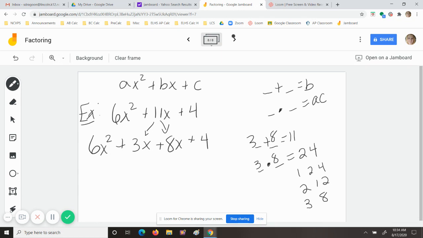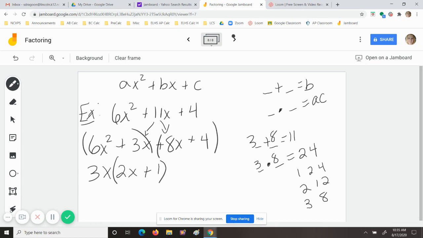Now we want to group these together. Let's group our first two terms and our last two terms. 6x squared plus 3x is our first grouping. Is there anything that those have in common that we could take out? 6 and 3 both have a 3 in common. x squared and x would both have an x in common. Now let's think about dividing those out. If we divide 6x squared by 3x, we would get 2x. If we divide 3x by 3x, we get 1.